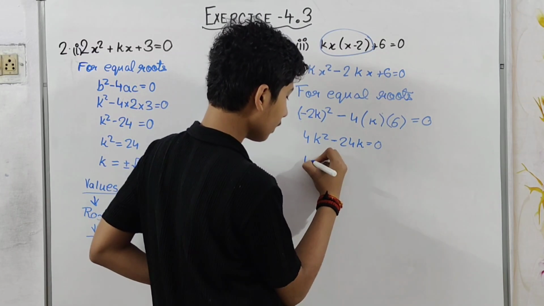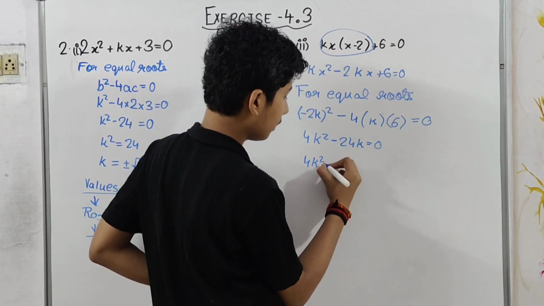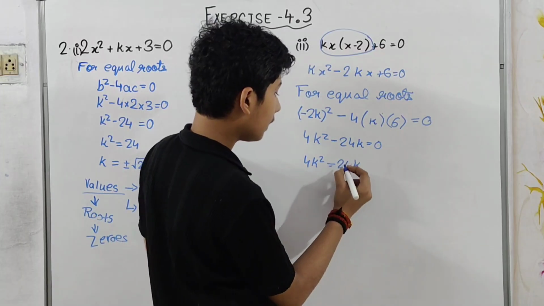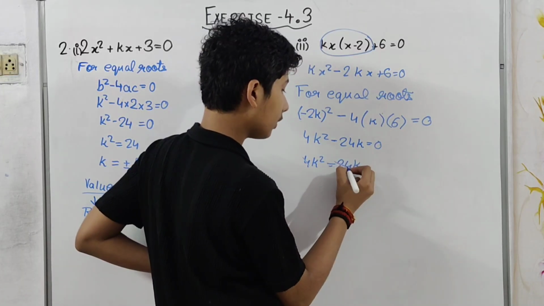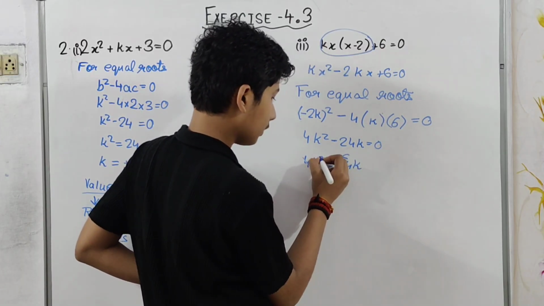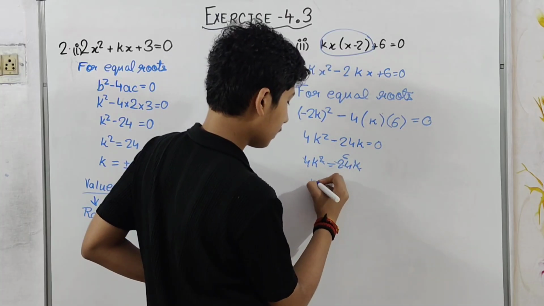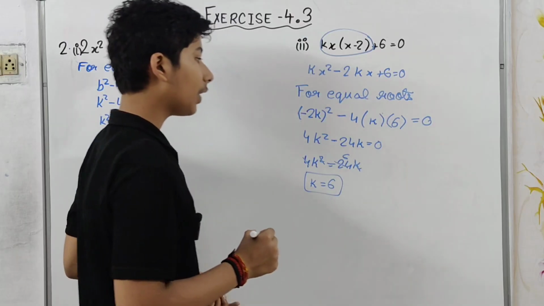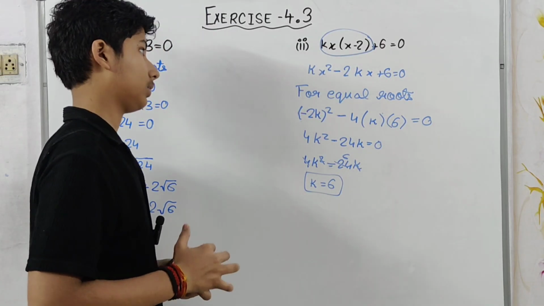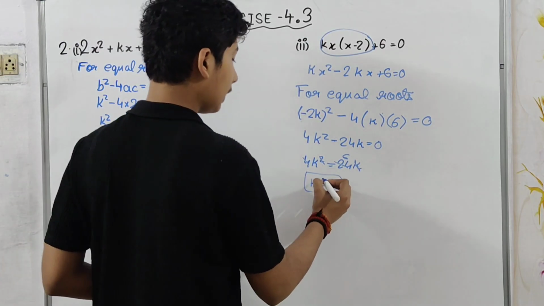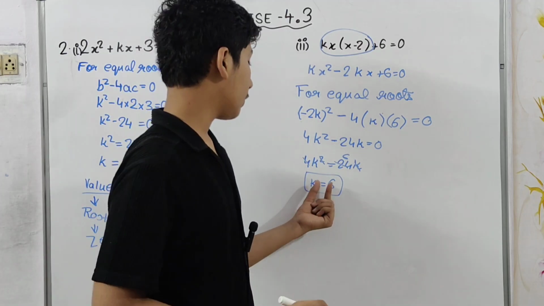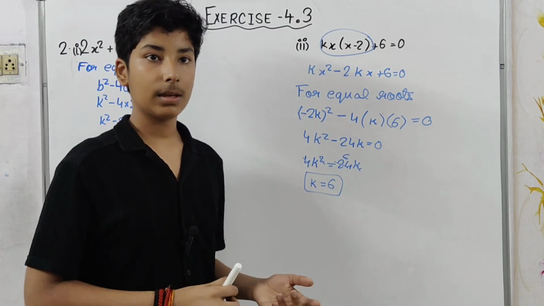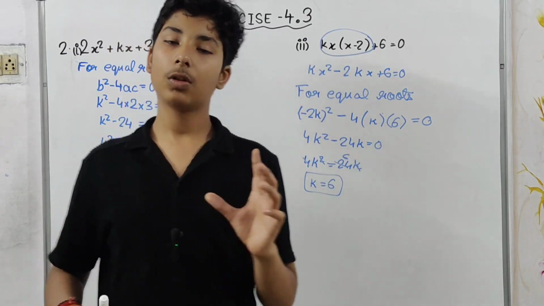Now 4k square equals to 24k. Now 4 sixes are 24, and k cancels. k equals to 6. The value of k has come as 6. So for equal roots, the value of k must be 6. I hope this is clear to you, and our second question is also over.